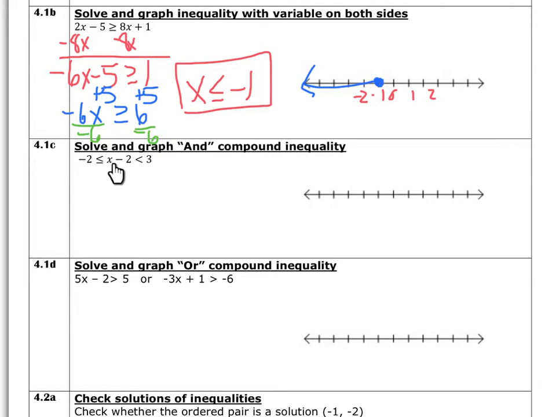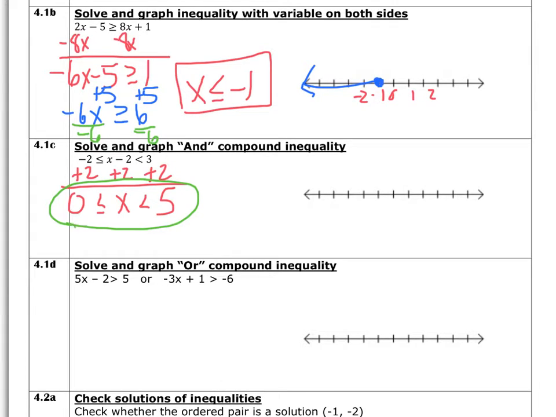So in order to get x, it's x minus 2, to get rid of minus 2, you're going to add 2. So we're going to add 2 there, and we're going to do it on both sides of the inequality. That's going to leave us with negative 2 plus 2 is 0, less than or equal to x, and then it's less than 3 plus 2 is 5. This is the statement that we have as our final answer, and we're going to graph that.